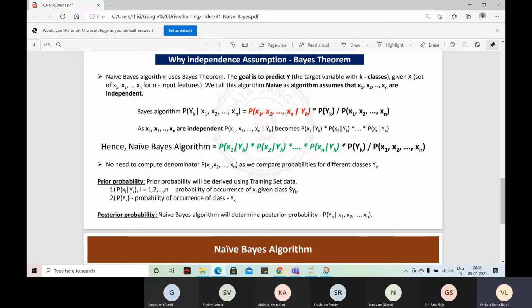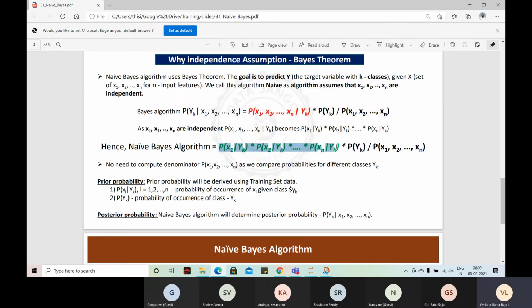Probability of x1, x2, and so on, xn given y can be calculated like this. Probability of x1 given y, probability of x2 given y, you can calculate independently and multiply. I think Seshiram was actually trying to say we need to multiply the probabilities, right? So when you assume that all these input variables are independent, then you can calculate individual conditional probabilities and multiply them to generate this conditional probability.